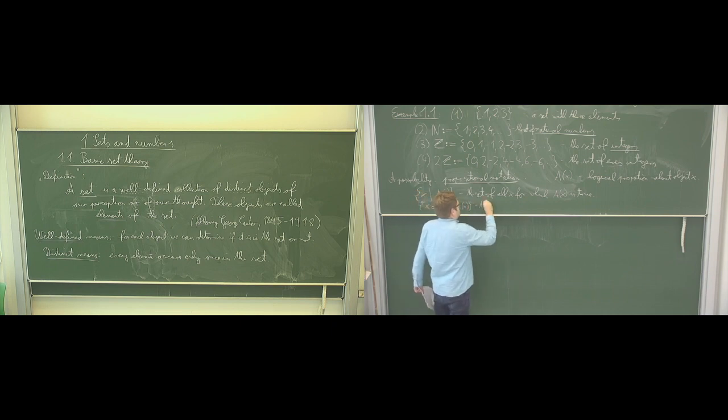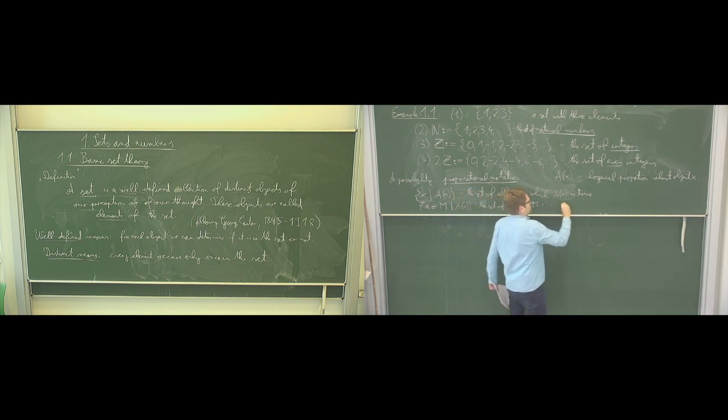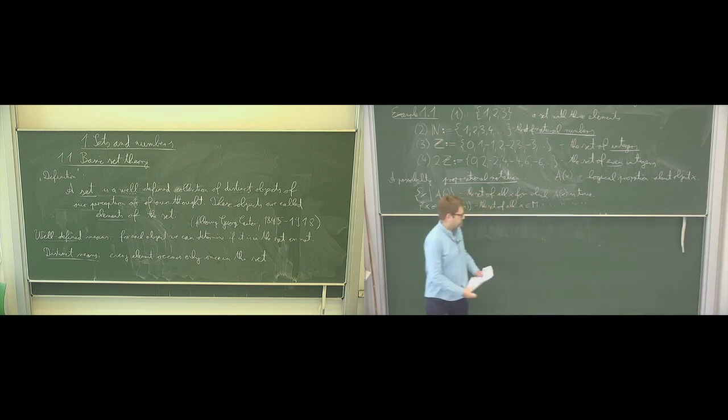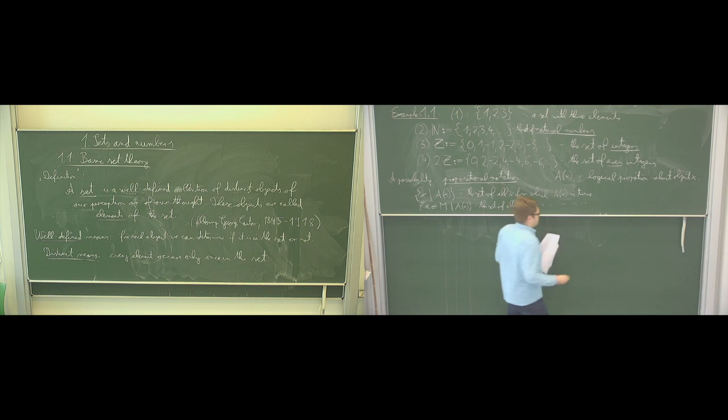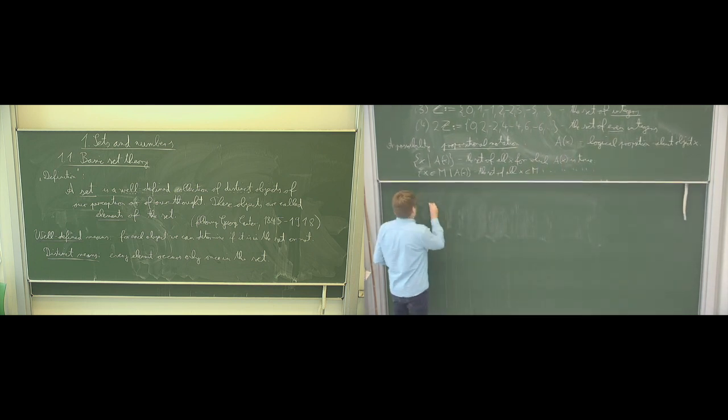So this would be the set of all X in M for which A of X is true. So this is basically restricting to some special set. This looks very theoretical, but as soon as I give you some examples, you will figure out what the idea is.